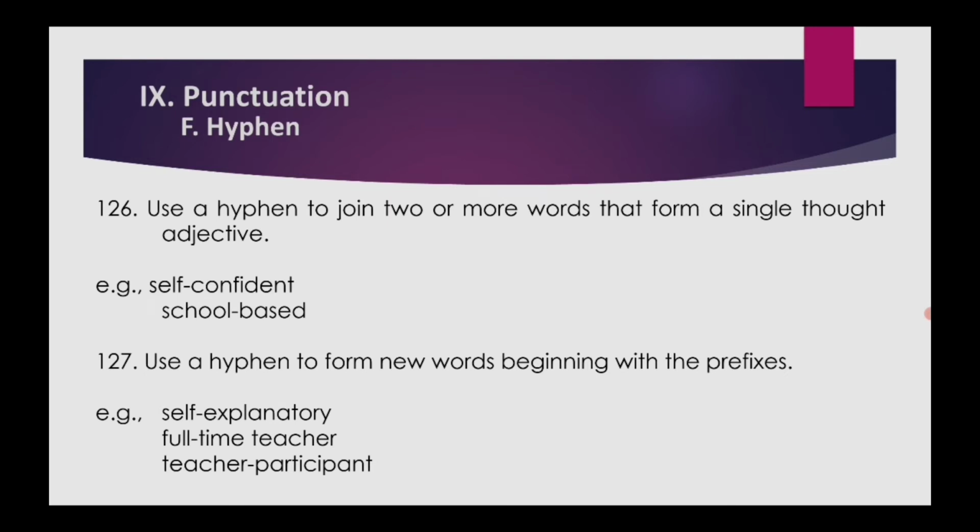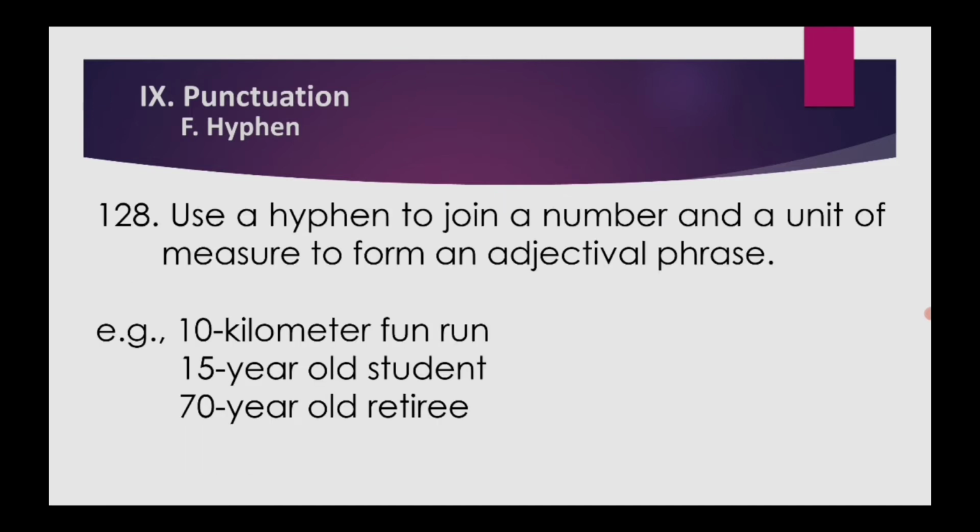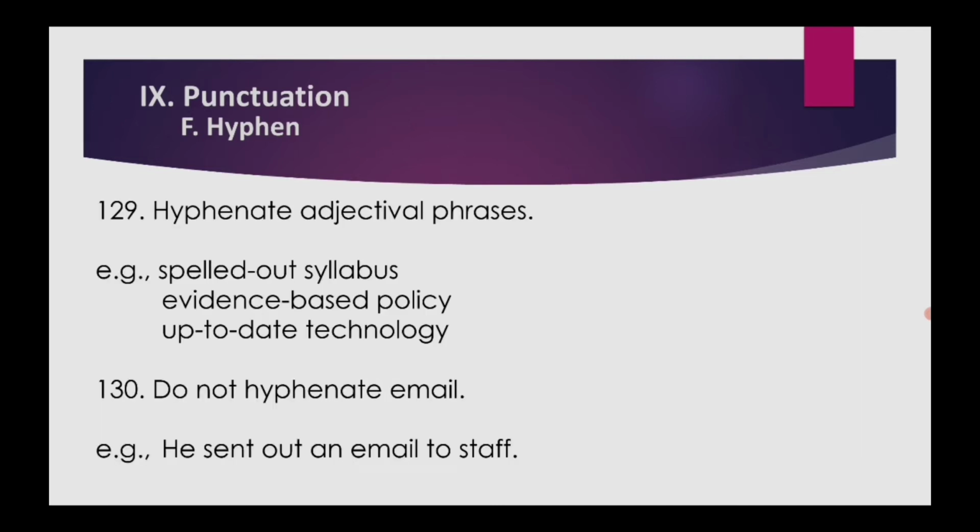Use a hyphen to join 2 or more words that form a single thought adjective. For example, self-confident, school-based. Use a hyphen to form new words beginning with the prefixes. Example, self-explanatory, full-time teacher, teacher-participant. Use a hyphen to join a number and the unit of measure to form an adjectival phrase. For example, 10-kilometer fun run, 15-year-old student, 70-year-old retiree. Hyphenate adjectival phrases. Example, spelled-out syllables, evidence-based policy, up-to-date technology.